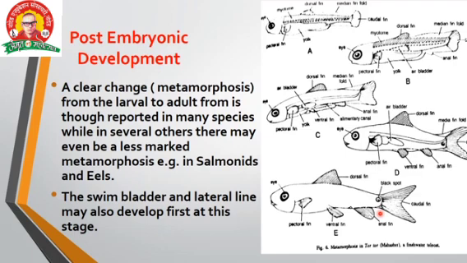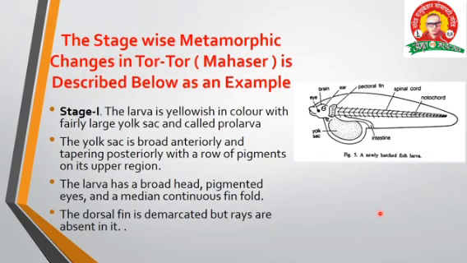Then a clear change in the metamorphosis from the larva to the adult form is reported in many species, while in several others there may be a less marked metamorphosis, that is salmon and eel fishes. The swim bladder and lateral line may also develop first at this stage.